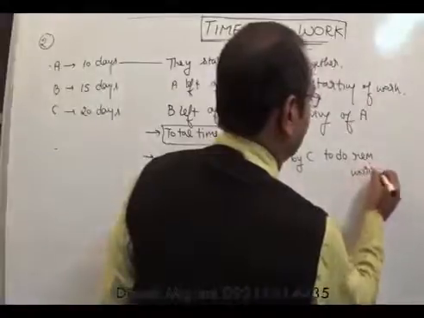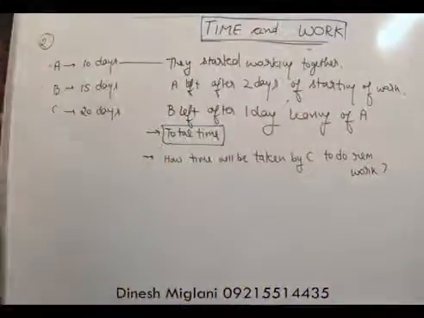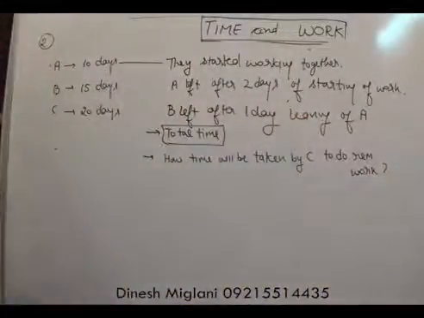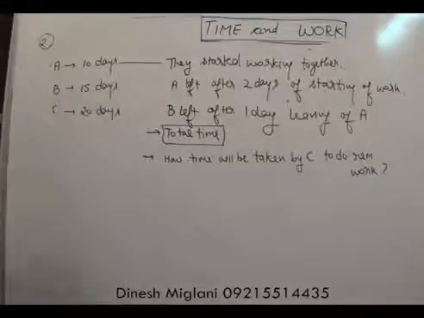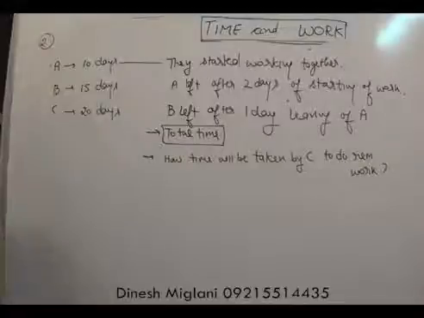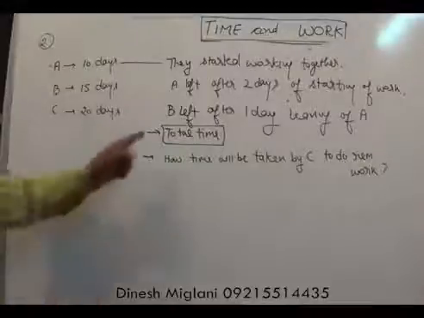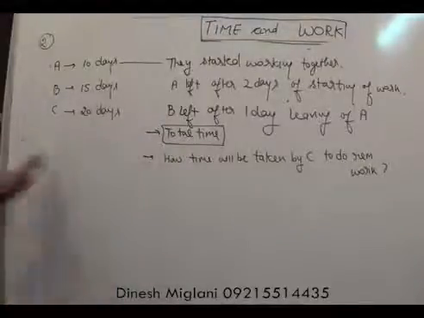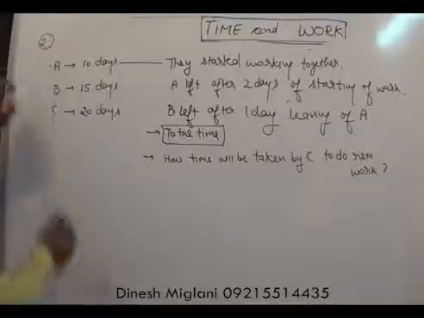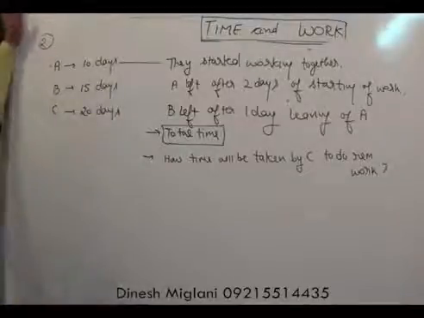So 2 questions are being asked. The first one is, what is the total time taken by them to do the work? And the second one is, how much time will be taken by C to do the remaining work? So first of all, we will answer this question. You can go with any approach. Either you can say the total work to be 1.